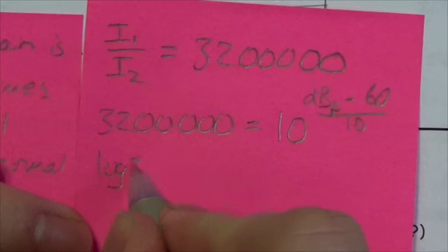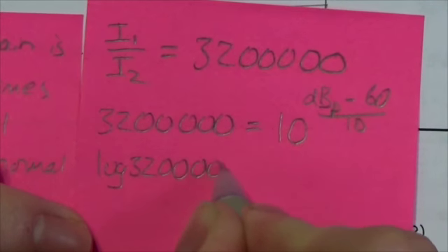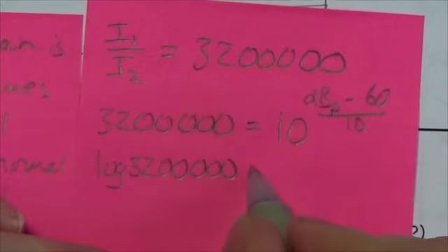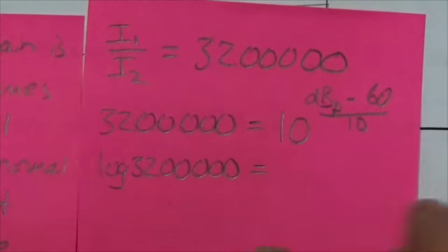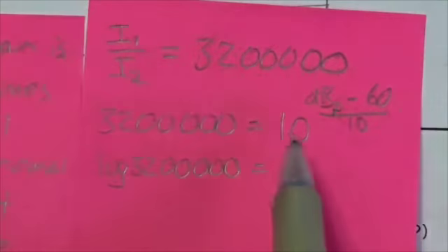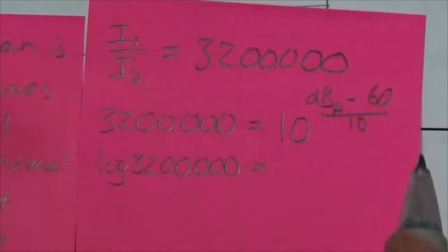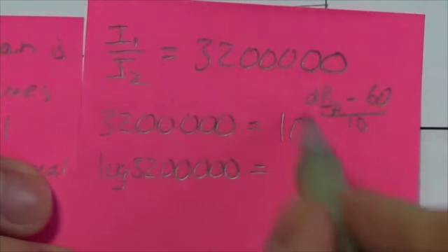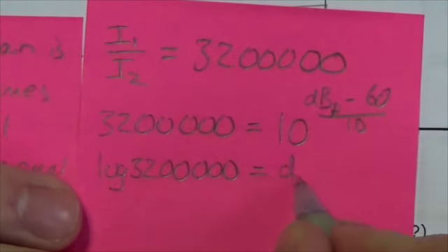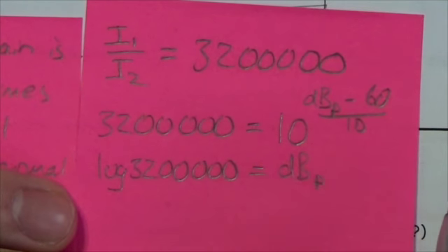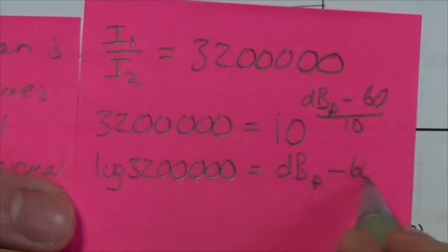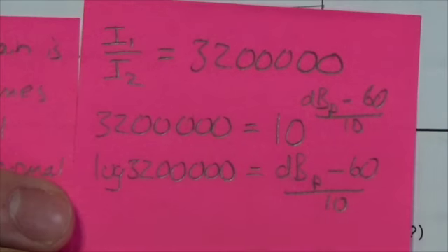So the log of 3.2 million. Now, I'm going to try to take a little bit of a shortcut here because I'm going to take a common log of the right-hand side. Now, the right-hand side is a power of 10. So log base 10 of a power of 10 is going to leave us with just that exponent. So this is going to be the decibel level at the threshold of pain minus 60, over 10.